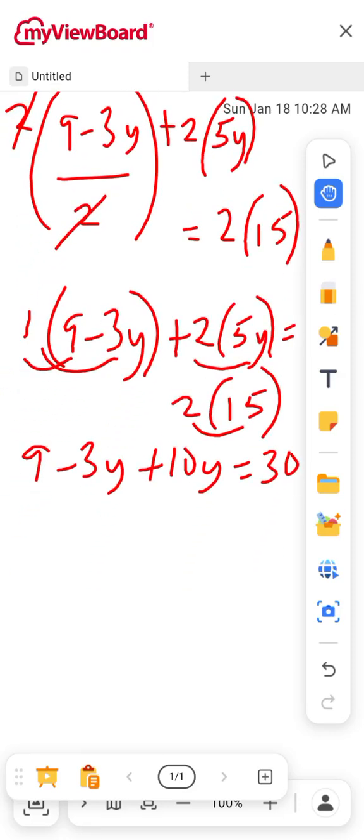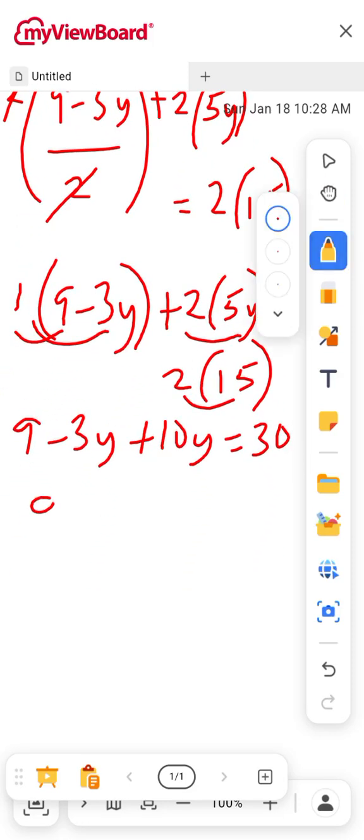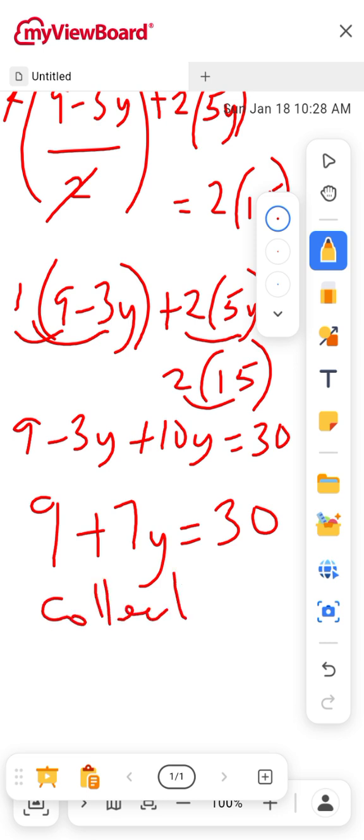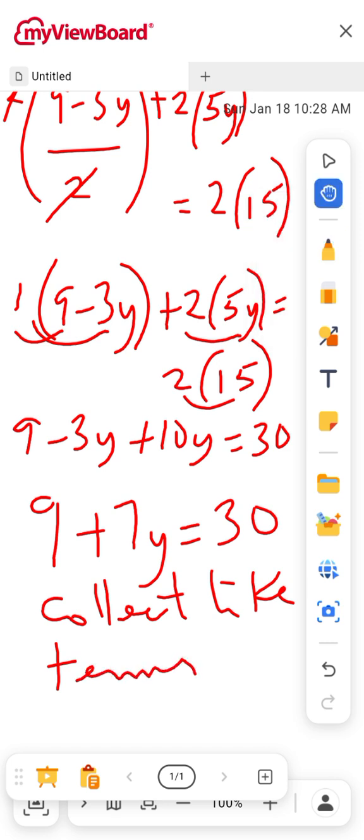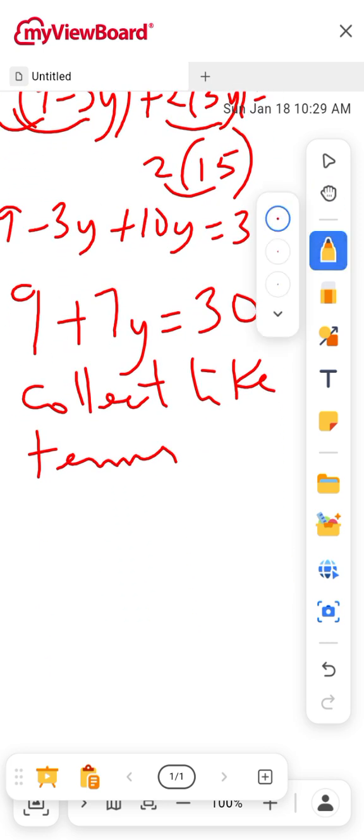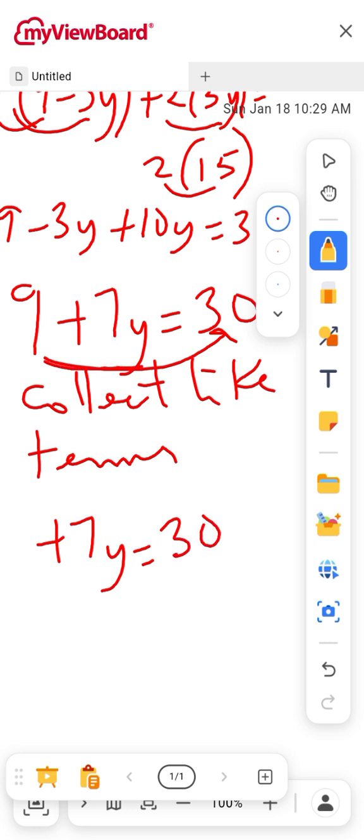At the end of the day, I collect my like terms. 9 minus 3y plus 10y, that's plus 7y, equals 30. So this is a simple equation. Collect like terms, those things that look alike. 9 and 30 are the same kind, so let 9 go to the other side. When you carry your 9 to this side, plus 9 becomes minus 9. So I have plus 7y equals 30 minus 9, which gives us 21.